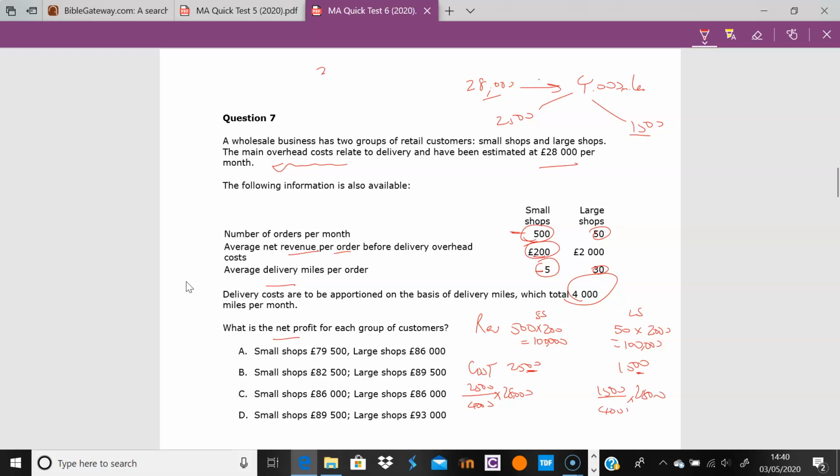So when you do this, this should come out as 17,500, and this should come out at 10,500. In effect, the net profit is me subtracting this from this and this from this, and this should bring you nicely to 82,500, and this should bring you to 89,500. And so your answer here becomes B.